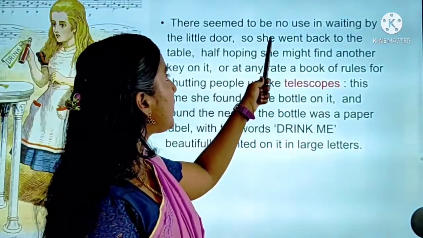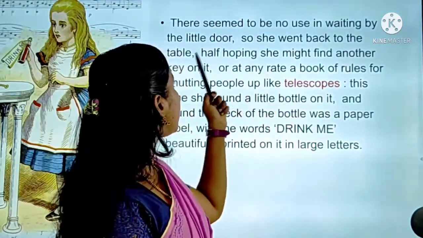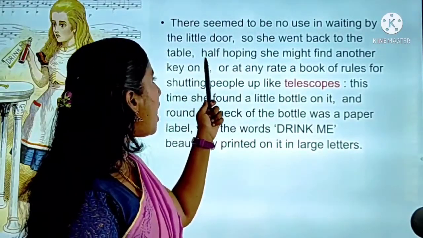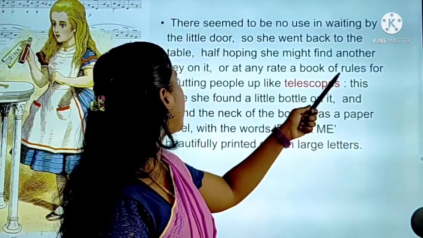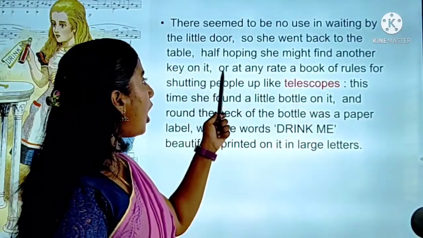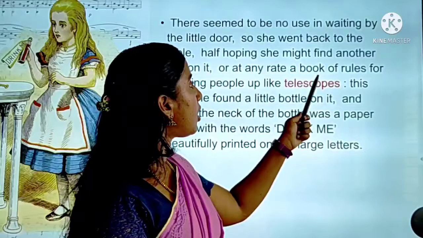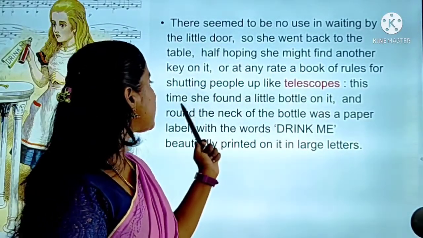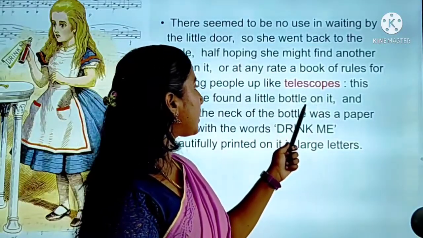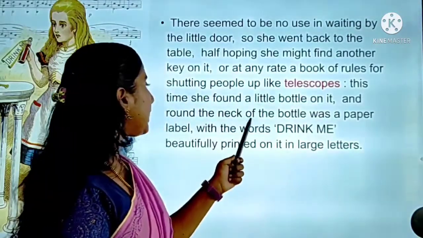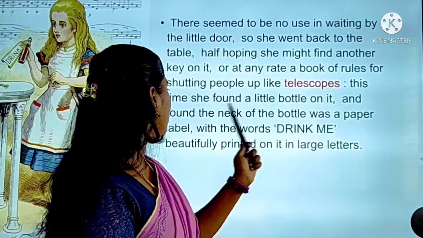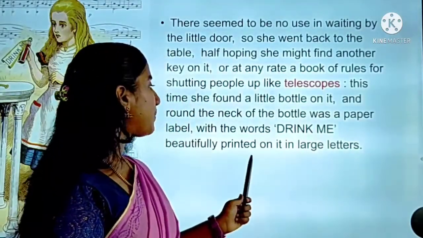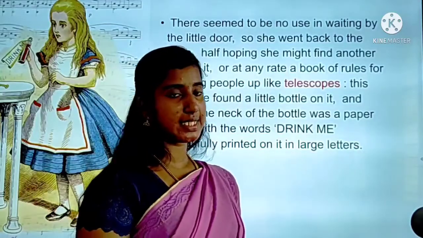There seemed to be no use in waiting by the little door, so she went back to the table, half hoping she might find another key on it, or at any rate a book of rules for shutting people up like telescopes. This time she found a little bottle on it, and round the neck of the bottle was a paper labeled with the words "Drink me," beautifully printed in large letters.